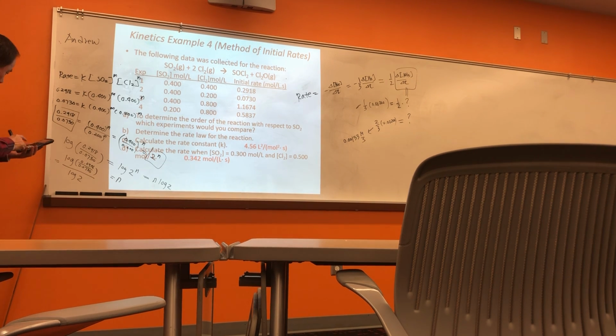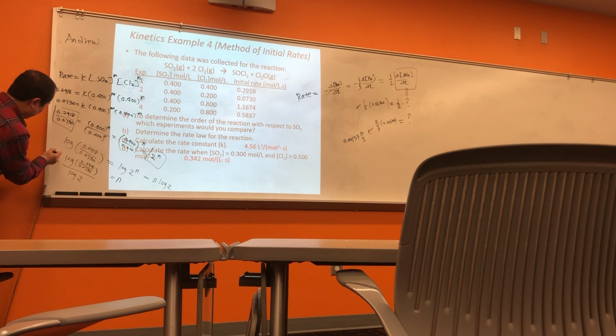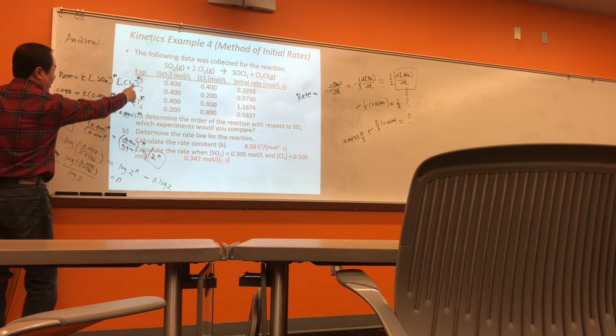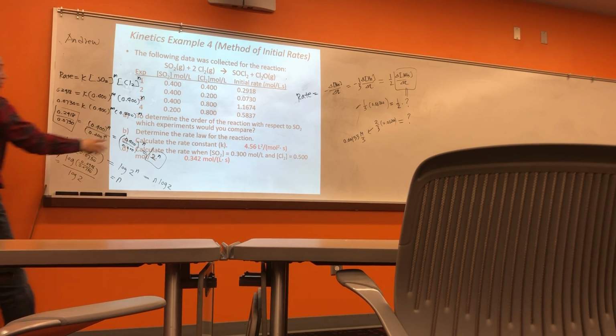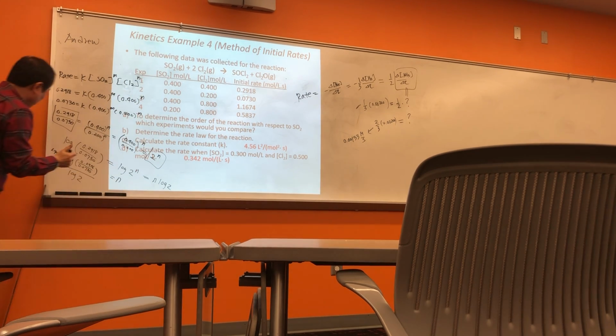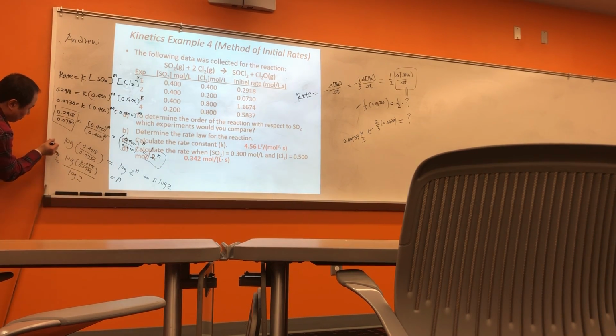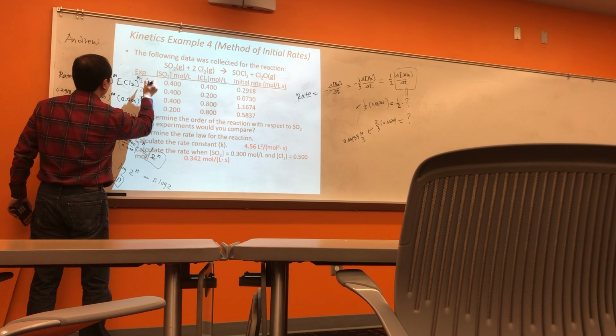Does anyone get a number? Let's see. I got 1.999, 1.999. That's my n. Normally this is an integer. So there was a little bit of calculation error or standard error, so you could consider this one as just 2. Okay, so n is 2. We just determined n will be 2.